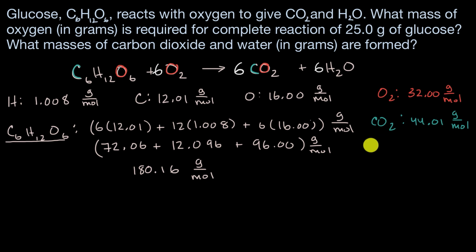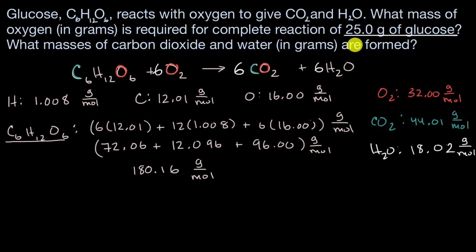And then last but not least, we have the water. And so H2O. This is going to be 2 hydrogens. So that's 2 times 1.008. So that's 2.016 plus an oxygen. So that's going to be 2.016 plus 16 is going to be 18.016. Once again, we only go to the hundredths place here, so I'm going to round to the hundredths place here. So 18.02 grams per mole.